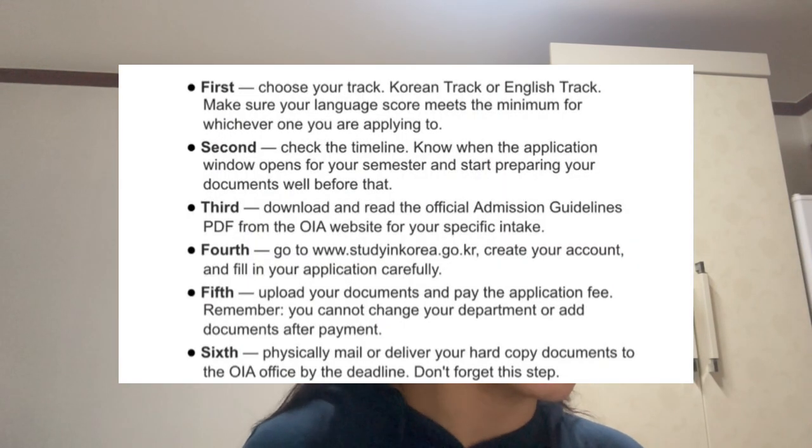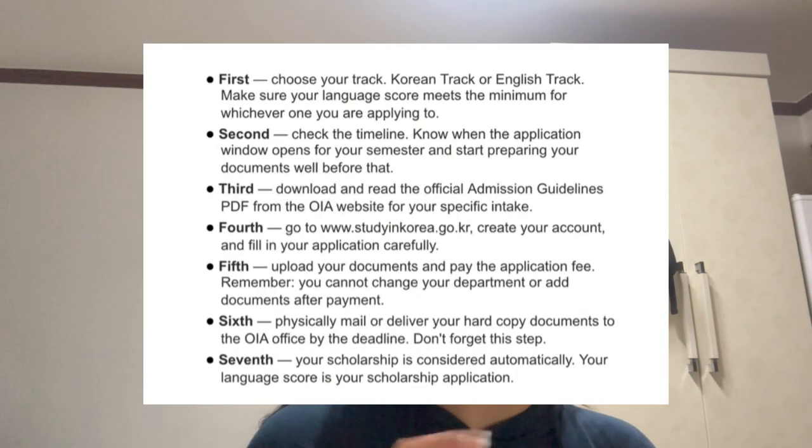So make sure to be more detailed and just put every single piece of information that you want to put into the application at that point of time. You have to be very, very careful, very, very conscious about all the information that you're going to put into the online application as well as in your original application, which is the hard copy. And sixth is physically mail or deliver your hard copy documents to the Donga office by the deadline. Seventh, your scholarship is considered automatically. Your language score is your scholarship application. So make sure to work on your language skills before coming to Korea.